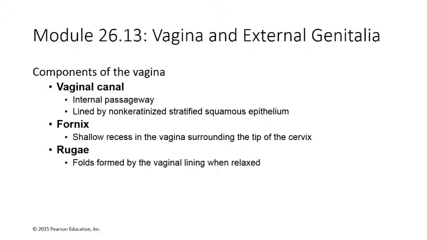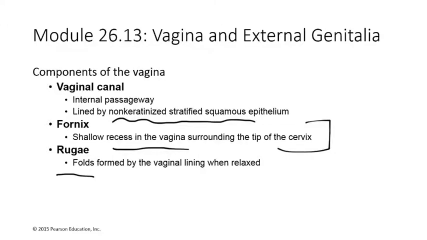The vaginal canal, the internal passageway, is lined by non-keratinized stratified squamous. This is the same epithelium found along the anus and the oral cavity and the esophagus. There's a fornix. This is a shallow recess in the vagina surrounded by the tip of the cervix. You'll see that in a moment. And then rugae are formed along the vaginal lining when relaxed. So these rugae are similar to the rugae of the stomach in that there's just this wrinkled appearance.